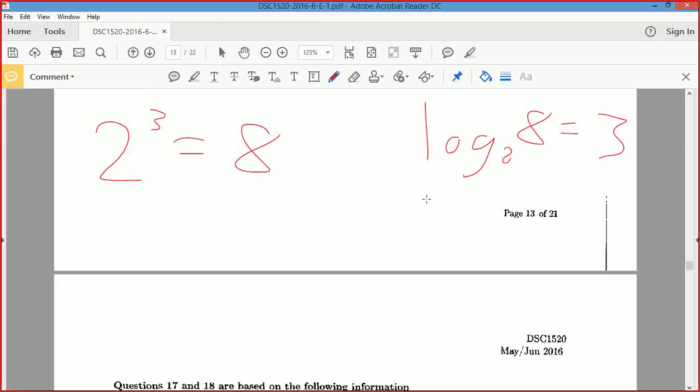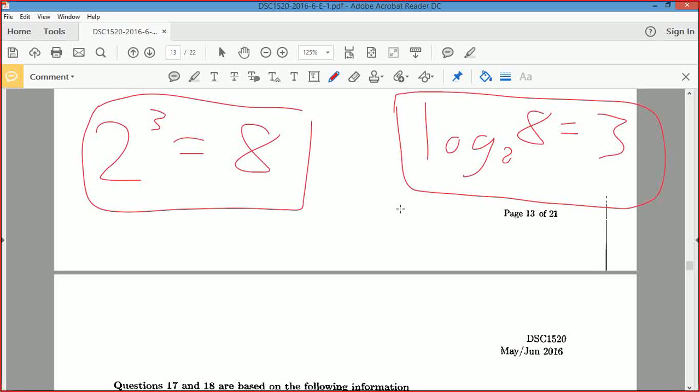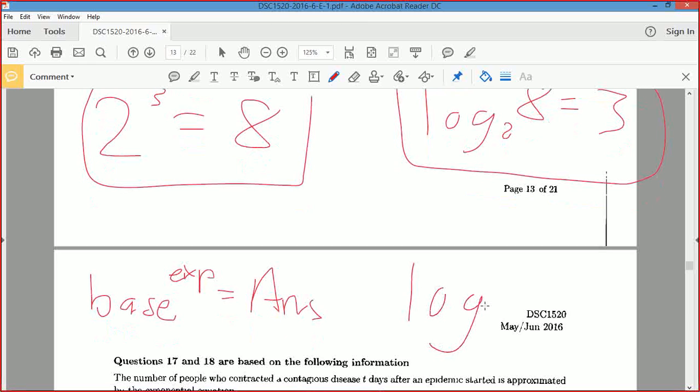Okay, I need something to work with. This is what I remember, so I know what to write down. So what does this mean? This means I have a base to an exponent equals an answer. So if I have a log, I'll have log the base of the answer equals the exponent.